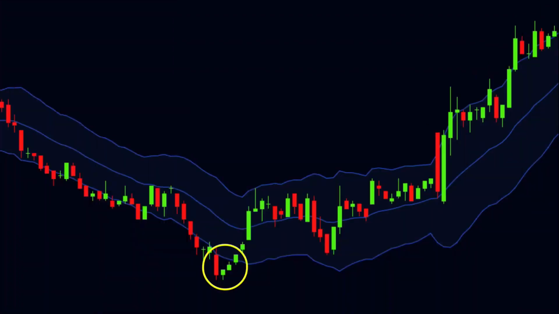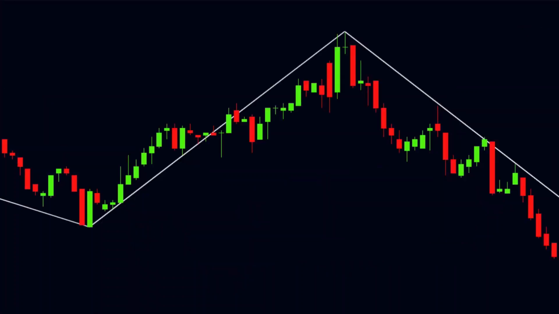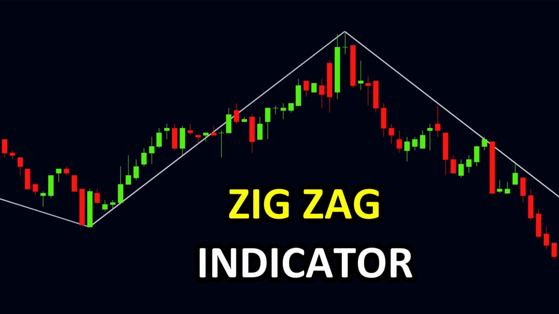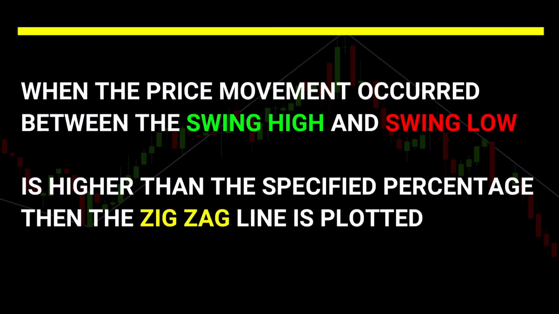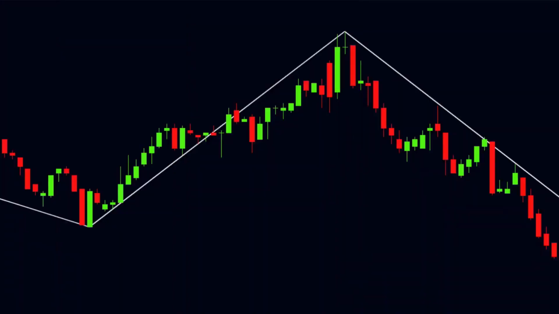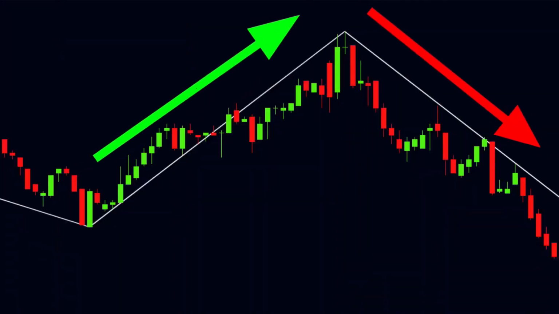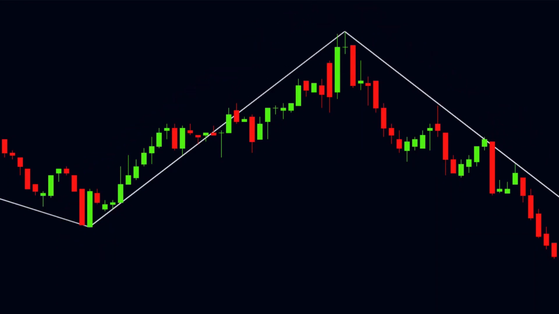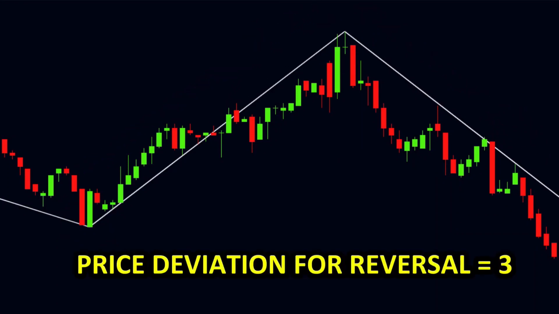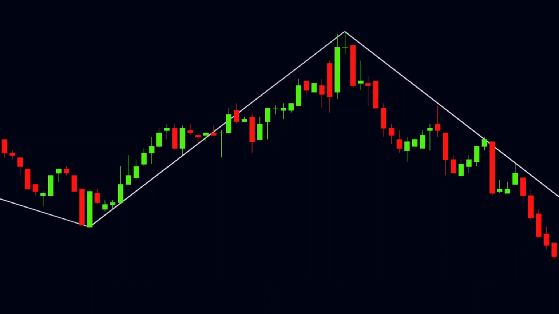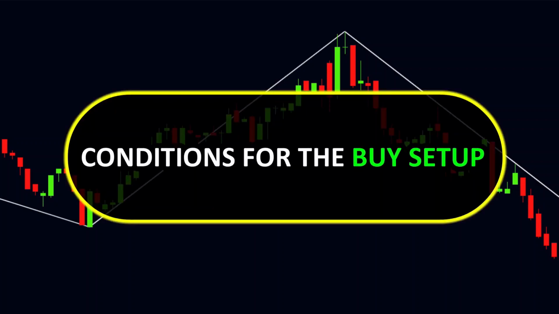Now the question is how to identify these types of reversal points. For finding out the possibility of the reversals, here we will use an indicator called the zigzag indicator. When the price movement, occurring between the swing high and swing low, is higher than the specified percentage, then the zigzag line is plotted. Thus, the zigzag indicator is useful to find the trend of the price, and change of the price trend. In our strategy, the value of price deviation for reversal is 3, which can be set from the settings of the zigzag indicator. We will use the chart of a stock on a 30-minute time frame for the buying and selling examples. First, we discuss the conditions for the buy setup.